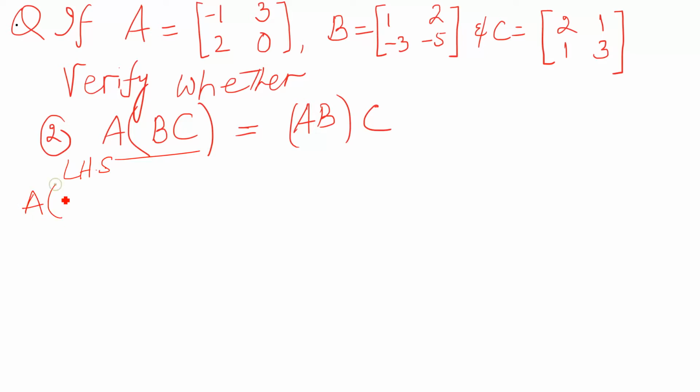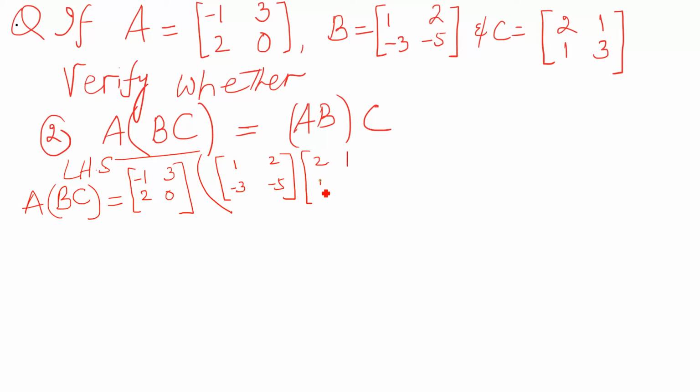In the left hand side we have A multiplied by B and C. Since BC is in parentheses, we have to solve B and C first. Whatever the answer of BC is, we have to multiply with A. The elements of A are 1 3 2 0. This is A. Then the parenthesis starts, and here we write B, which is 1 2 -3 and -5, and then C, which is 2 1 1 and 3.